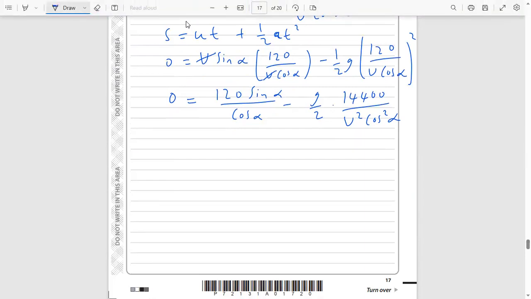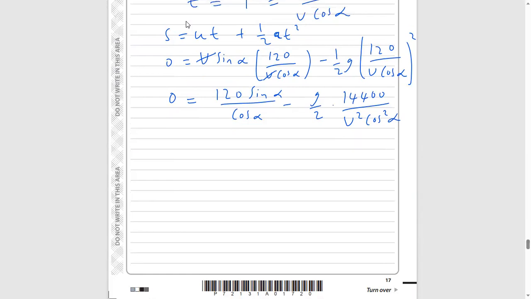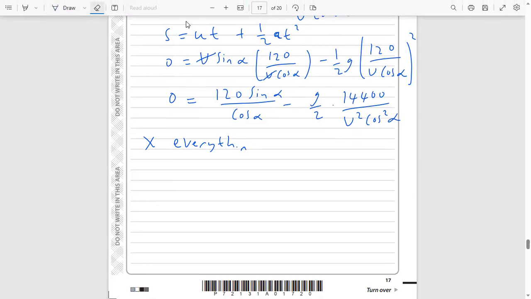I'm actually going to multiply everything in this equation by this denominator here, this 2 u squared cos squared. So we're going to times everything by 2 u squared cos squared alpha. And the reason for that is because we're then going to get rid of the denominator in our second term, the 2 u squared cos squared on the bottom of this second fraction. So that's what we're going to do.